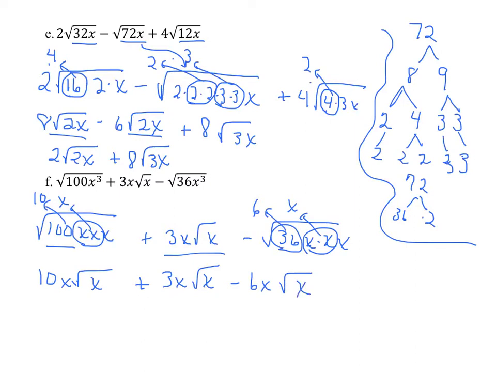Perfect. So now these are all alike, aren't they? Good? So 10x plus 3x plus 6x minus 6x will give me 7x square root of x. Cool? This one's a little different because I really have to make sure that both the x and the square root of x are the same in all of them. Good. Now, the next. Ooh, let's simplify cube roots, can we? Yeah, let's. So here we go, you guys.